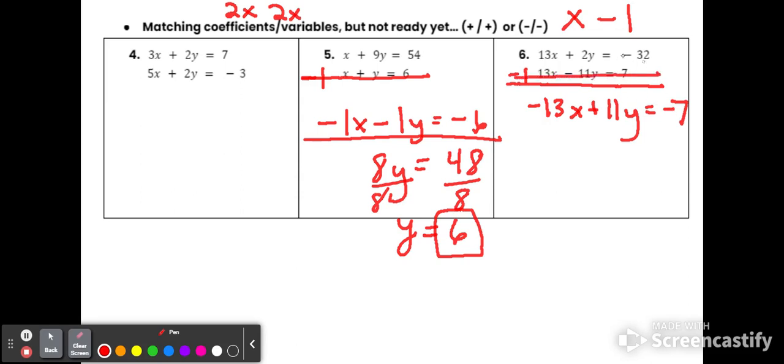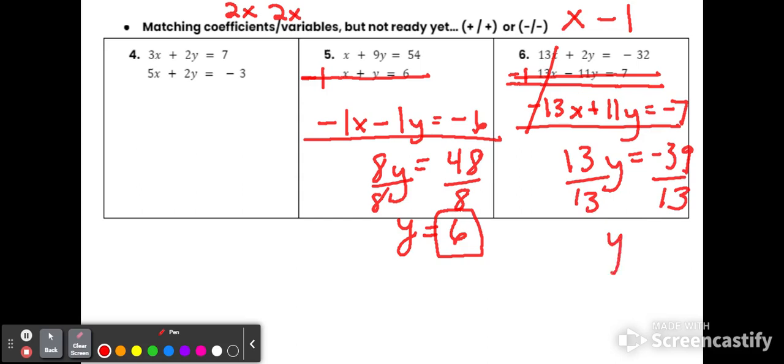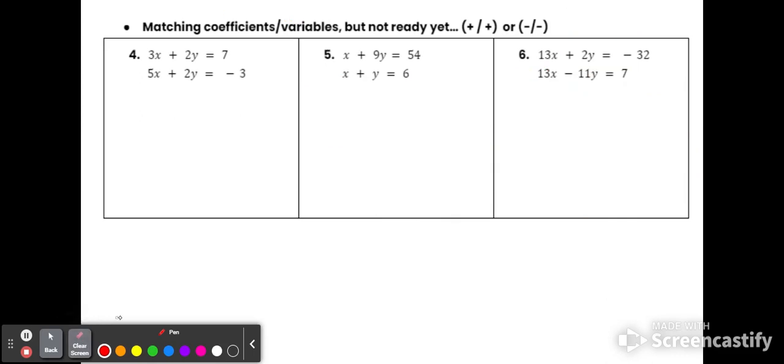All right, now we're ready to use that top and now our new one. So we have 13x plus -13x. This is eliminated. +2y plus 11y, we have 13y. And then we have -32 and -7 gives us -39. Divide by 13, and y equals -3. All right, again, then I would substitute this back in, but you already know those steps, so I'm going to continue on to our next skill.